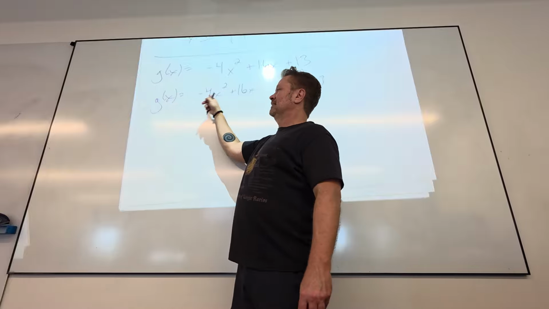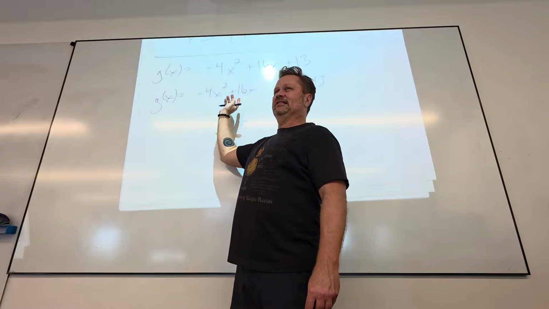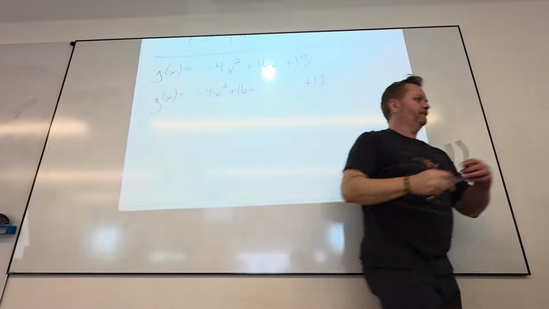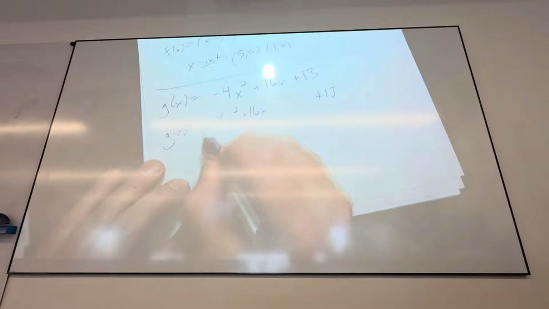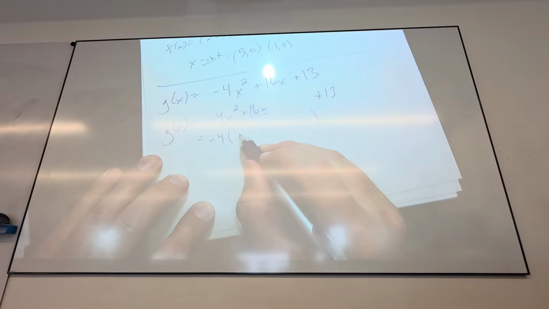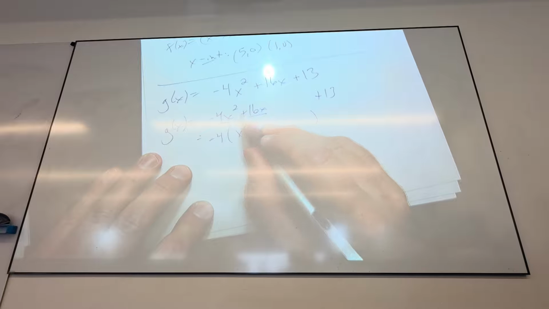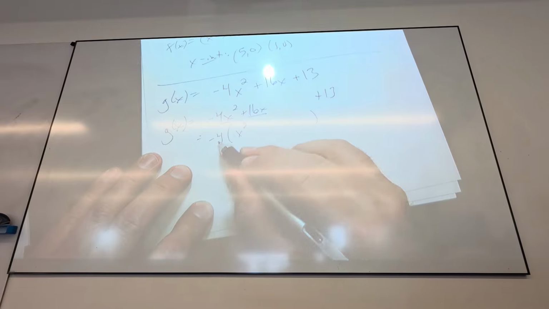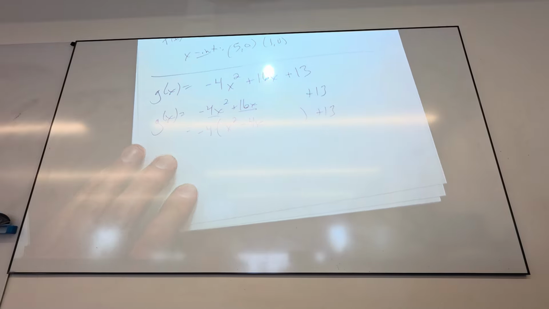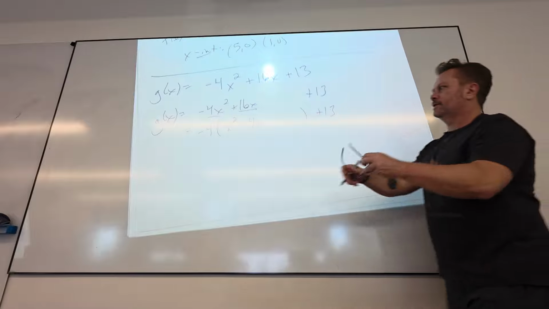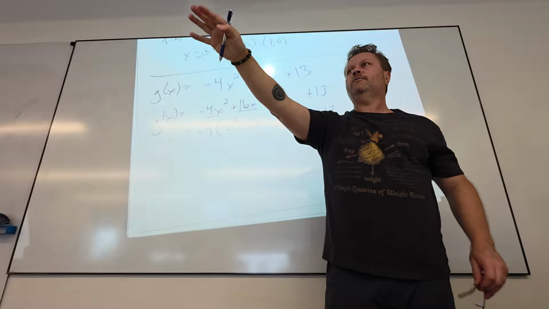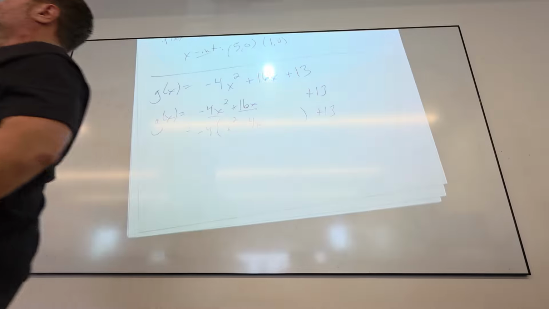I can just take it out. What do you get if you factor a negative 4 out? Take a negative 4 out of these two. What do you get? Negative 4 times x squared minus 4x. Good. So far, does everyone agree this is the same as this? I haven't done anything that makes this different. You with me?